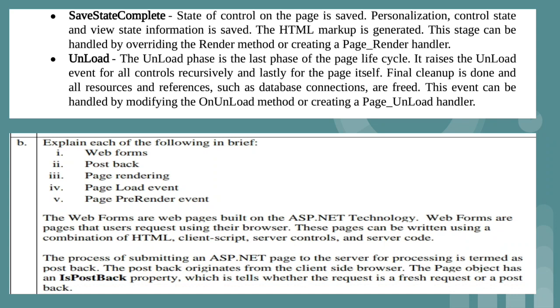Every time the post back event is called, the page is refreshed. A page refresh means we are sending a fresh request to the server. So when the page is submitted to the server for processing, that is termed a post back. And if you want information about the post back, we have to make use of one property, the IsPostBack property. This property will tell us whether the request is a fresh request or a post back request, meaning the second time we are executing the page.